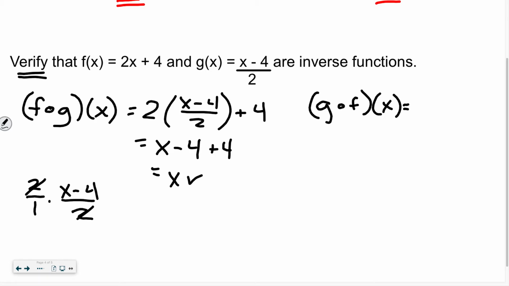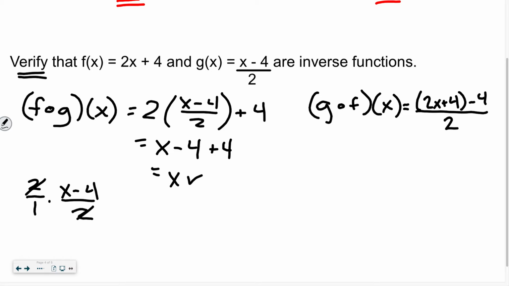Okay, this time we're going to put f of x in for x in g of x. That's going to go into that x in the numerator. That's going to look like 2x plus 4 minus 4 all over 2. What would reduce first? The 4's cancel. That would probably be the easiest thing to cancel first.